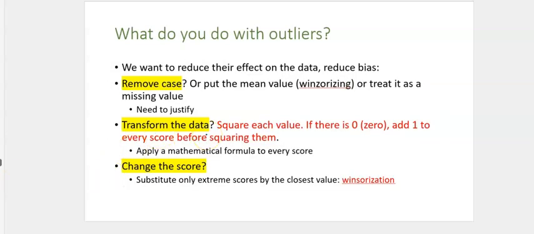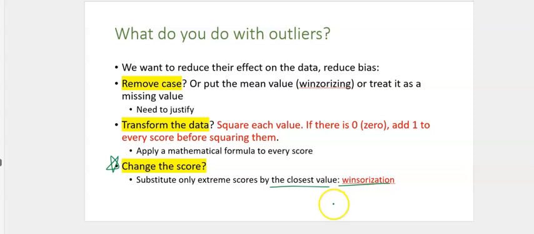If you have many outliers, you can scale each score and then transform your data. That can reduce the outliers and their influence. And the third option, which is what I use most, is winsorization. That means that if you have outliers beyond plus or minus 3 Z scores, you replace them with the closest value.